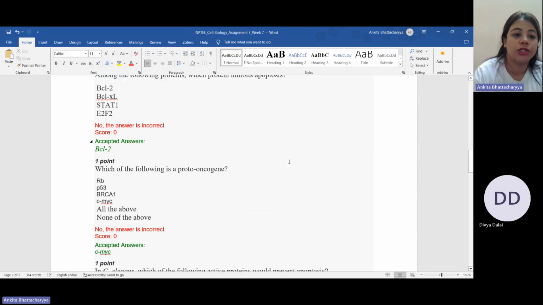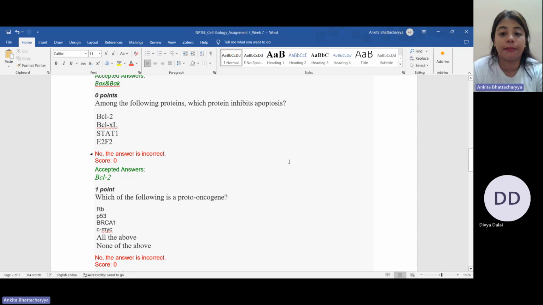And which among the following proteins inhibits apoptosis? We had a list of factors about pro and anti-apoptotic proteins. Among them, BCL2 is an apoptosis inhibitor, so that would be the correct option in this case.